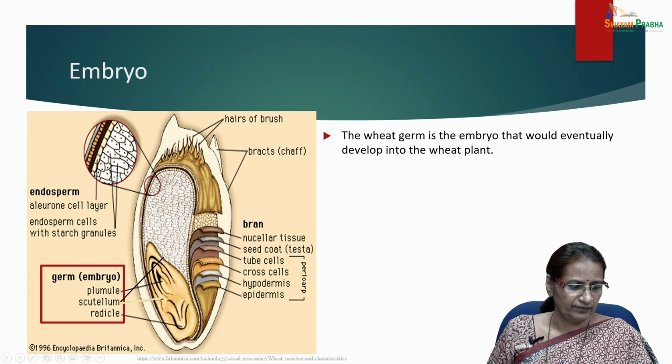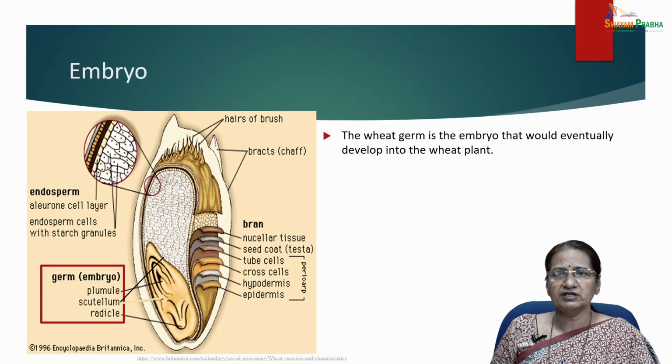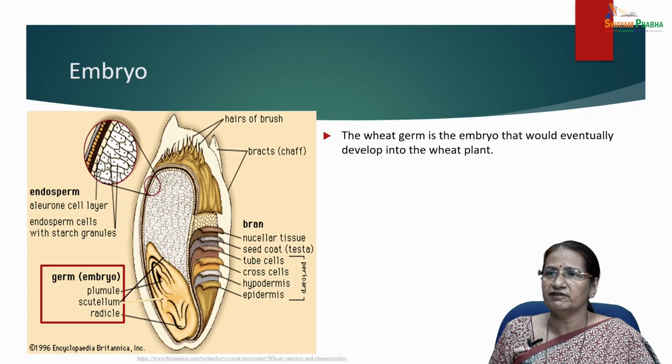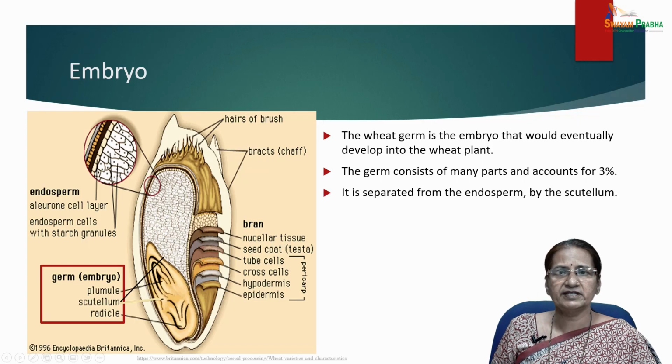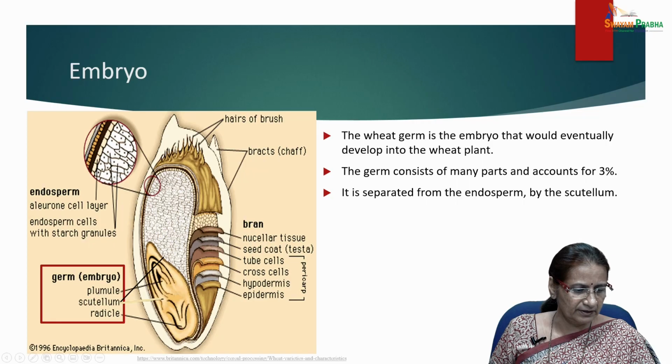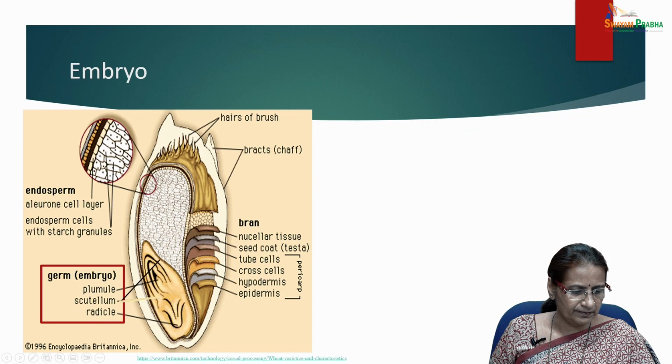Now, embryo. This is germ or embryo. The wheat germ is the embryo that would eventually develop into the wheat plant. The germ consists of many parts and accounts for 3%. It is separated from the endosperm by the scutellum. This portion is scutellum.